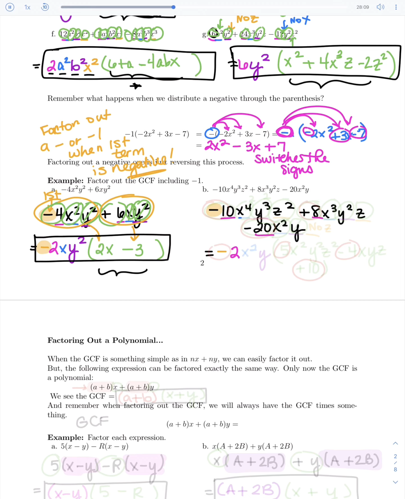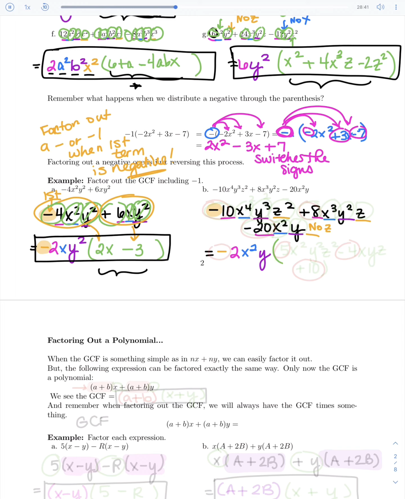Then let's look at our x's, our x to the 4th, x to the 3rd, and x squared. Each piece has at least 2 x's, so I can factor out 2 x's from each piece. Then I've got a y cubed, a y squared, and a y. So each piece has at least one y, so I can also pull out a y. However, let's look at the z's. I've got a z squared, a z, and no z. So I can't pull out any z's because that last piece doesn't have any.